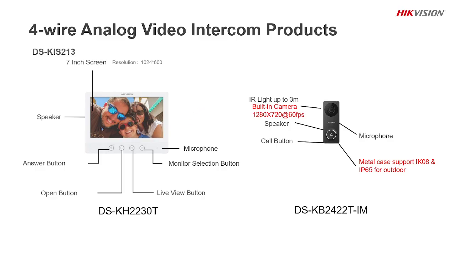This is the 213, KIS 213. So on this, you see the screen. We have a speaker, of course, the answer button, the microphone, the monitor selection button, live view button, and open button. So this is a quick configuration of the 4-wire analog video intercom.